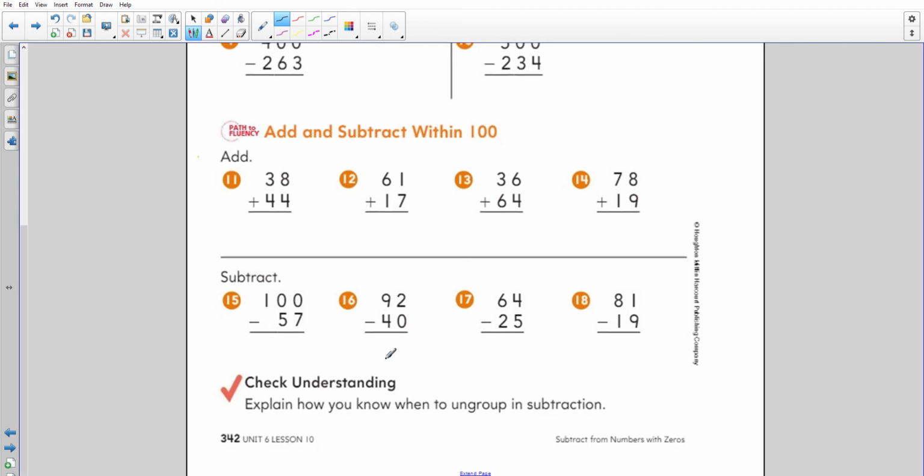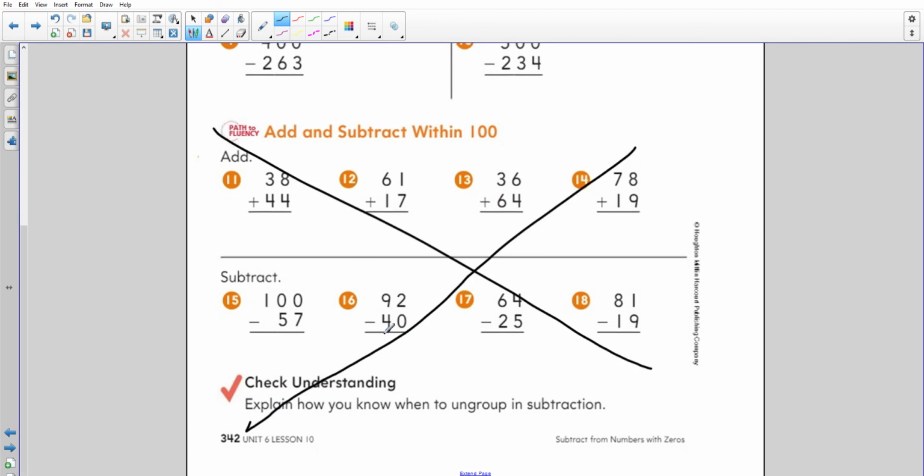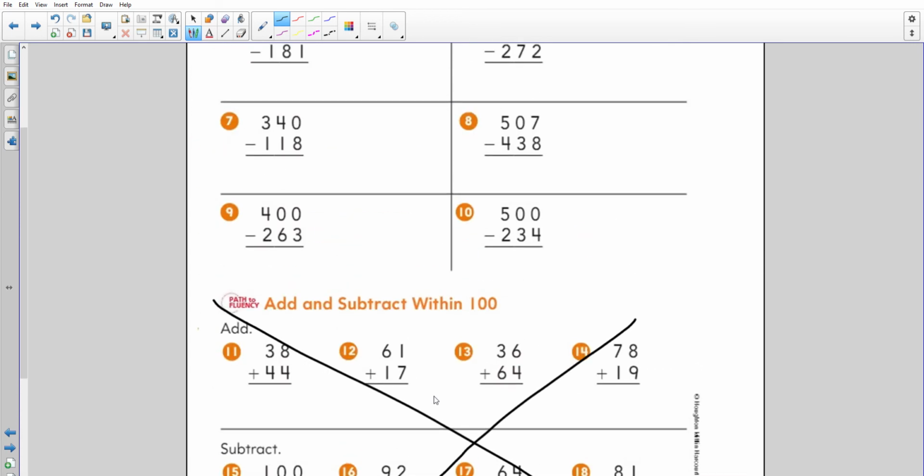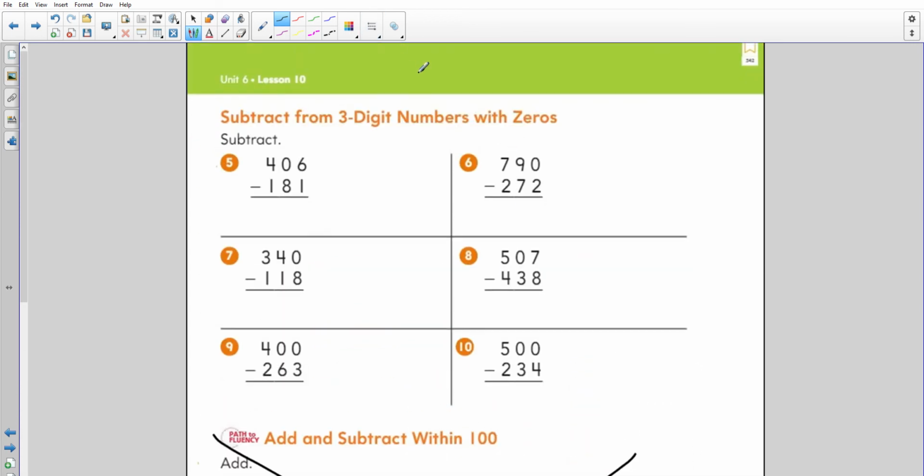Please go to the bottom of your page right now and please cross off everything for the add and subtract within 100 as well as your check understanding. At the top of your page in the green, please write do 4 or more. Once you have 4 or more finished, you may go ahead and have those checked and then go on to your form today to show me what you've learned and what you've precisely done to be able to subtract for numbers with zeros at the top.